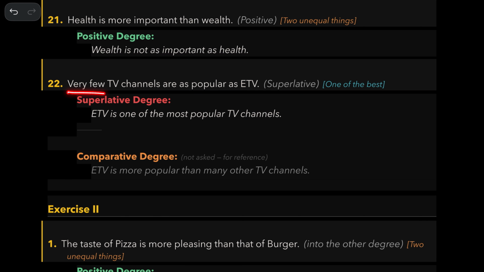Very few TV channels are as popular as ETV. Superlative degree, the second pattern, one of the best: ETV is one of the most popular TV channels. Now, comparative degree, for reference: ETV is more popular than many other TV channels.